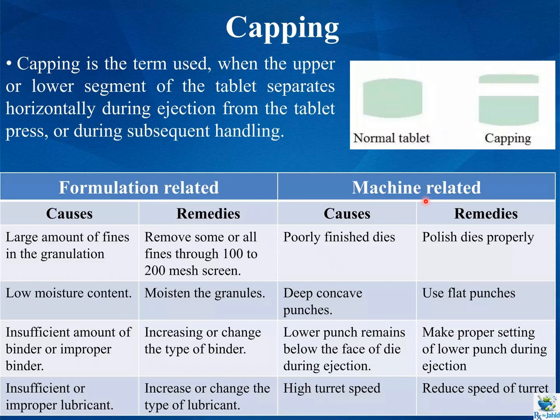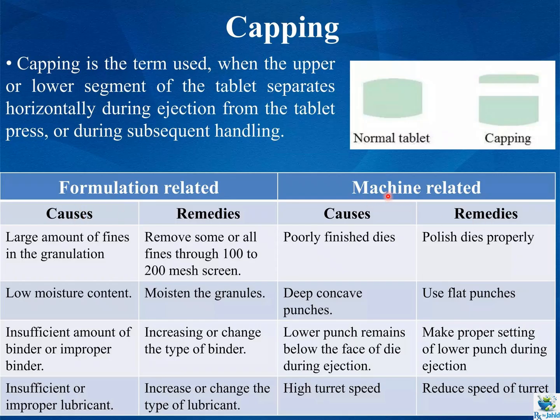So there are formulation and machine related causes for this tableting problem. So let's see. A large amount of fines in the granules can cause capping. Then low moisture content, then insufficient amount of binder. As we can already understand, with a low amount of binder, they will not bind correctly with one another, and this will ultimately result in capping. Moreover, insufficient or improper lubricant can also cause this. So the remedies would be according to the causes.